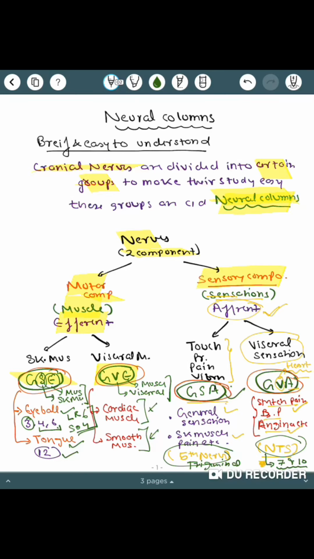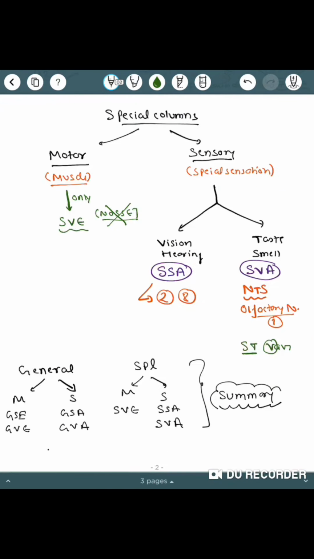These 3 nerves come under NTS. So the example of GVA is NTS. Now we will continue to the other columns. So we have learned the general columns. Now we come to the special columns.